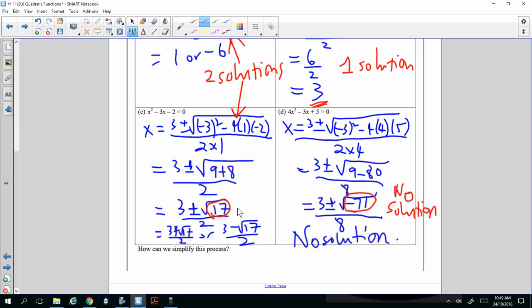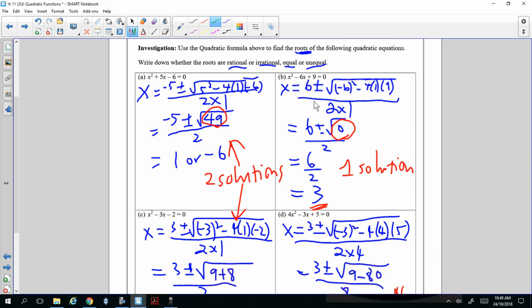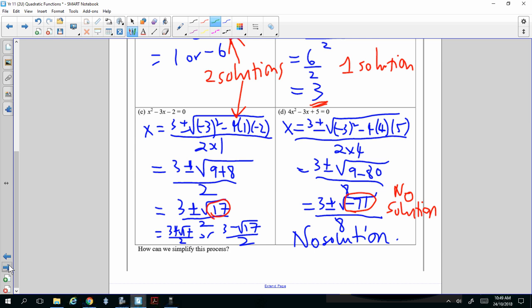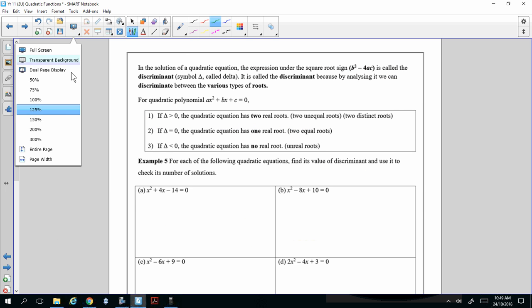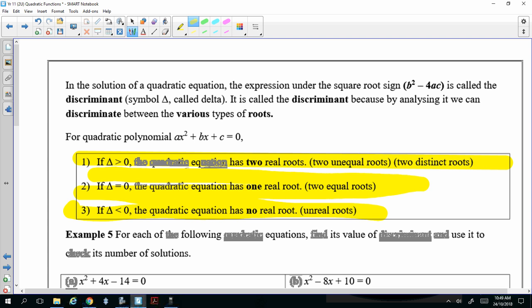Okay, so it discriminates between these 3 cases: no solution, 1 solution, or 2 solutions. So instead of applying the whole quadratic formula, I just have to calculate what's inside the square root. So this is summarized on the next page. If you look at the next page, if you have a highlighter, let's highlight this. So basically, the thing we just talked about is called the discriminant. So again, I'll highlight this, right?